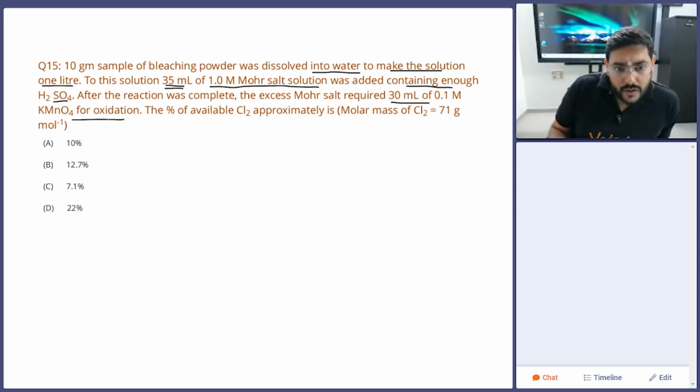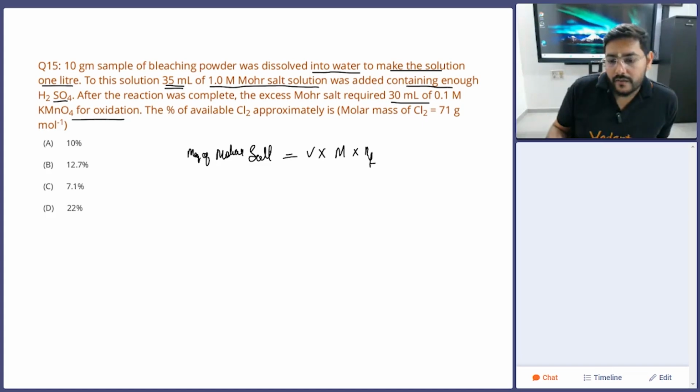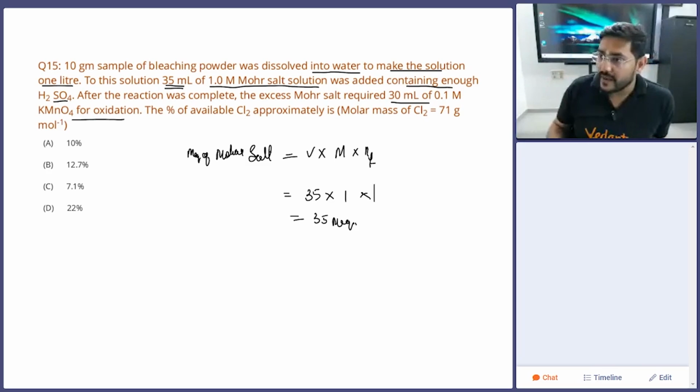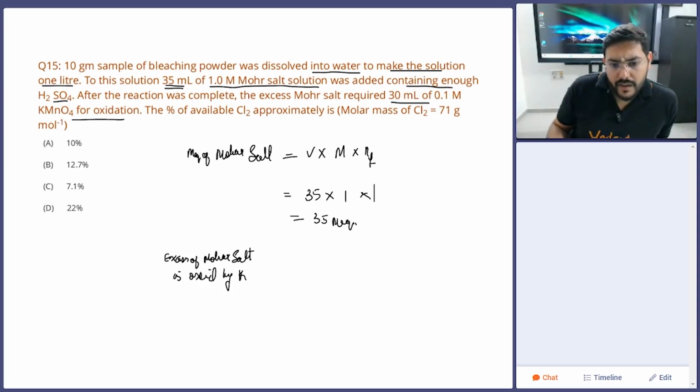So see here, first of all, we are going to calculate the milliequivalent of Mohr salt. In Mohr salt, basically Fe+2 is there. So what is the volume, molarity, and valency factor? The valency factor is 1 only. Molarity is given to you, that is 1. And what is volume? 35. So can I say that 35 milliequivalents is there? Now, excess of Mohr salt is going to be oxidized by KMnO4.